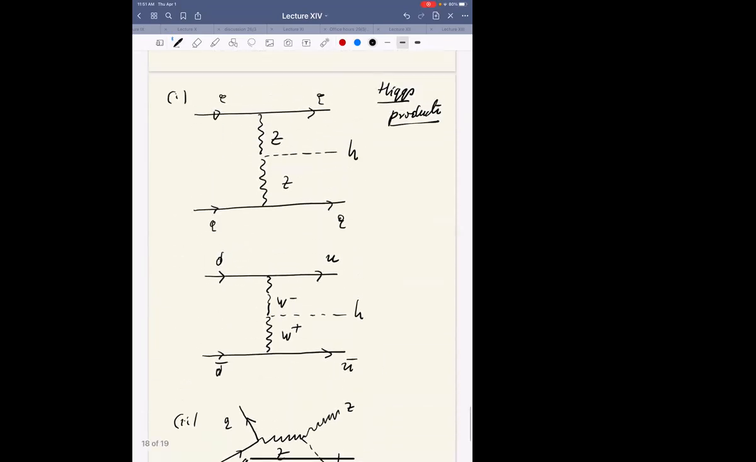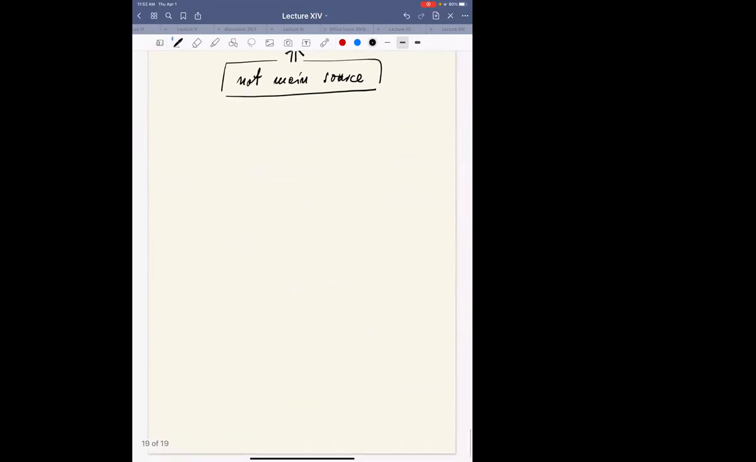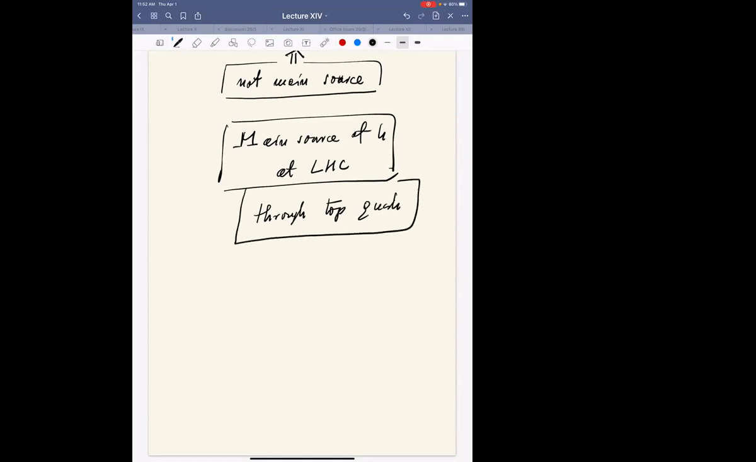Someone mentioned the top quark. See, the top quark is fantastic. If I can produce the top quark, I can produce a lot of Higgs. Actually, the main source of H at the LHC is through the top. But how do I produce the top quark? Here is a catch.